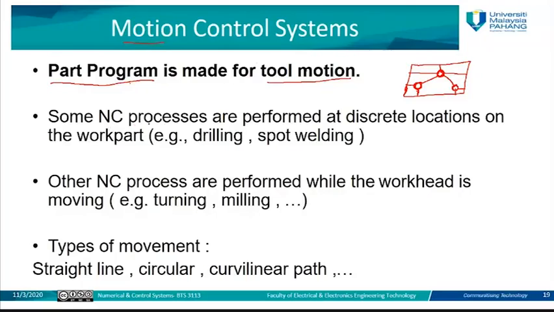Some NC processes or NC machines are performed at discrete locations. Discrete location means, for example, I want to make drilling at this point, and then another task will be at that place. So it is discrete, not continuous. When we say a continuous signal, at every time we have a value. But for the discrete, we only have some task at a specific place. So we call it discrete.